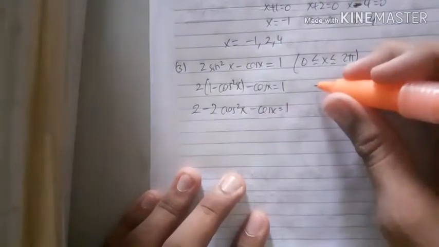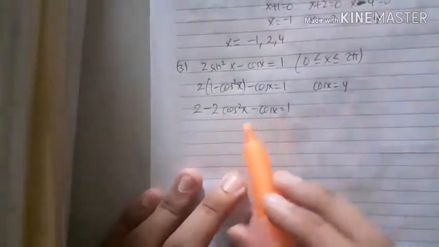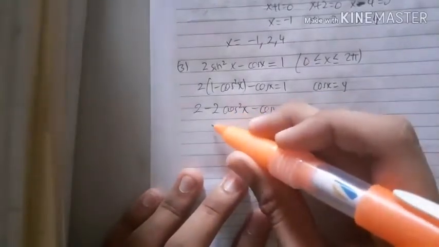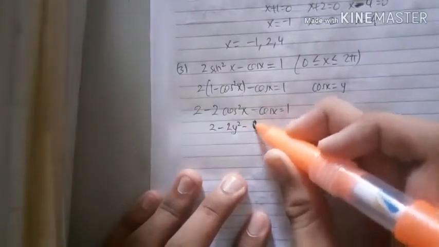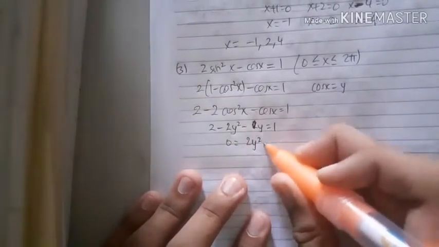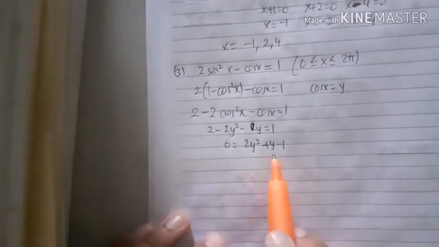Now let's assume that cos x equals y. My purpose is to make this calculation much simpler. So 2y squared plus y minus 1 equals 0. And now we just need to factorize it.